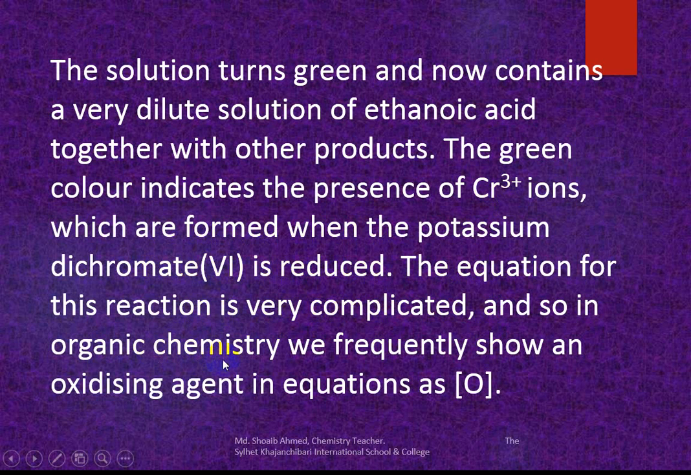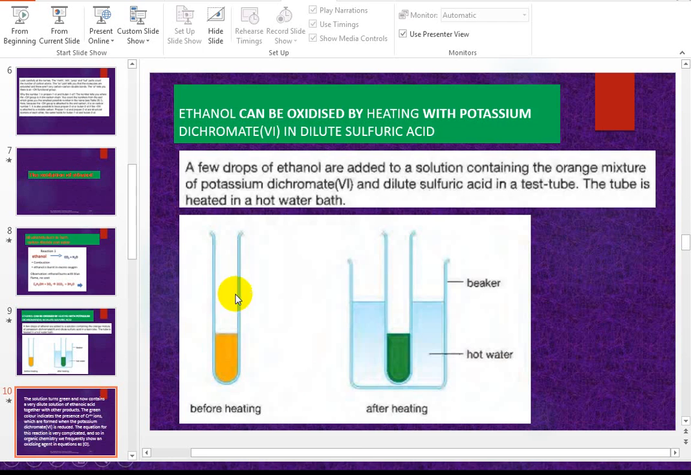In organic chemistry, we frequently show an oxidizing agent in the equation. This is the oxidizing agent, potassium dichromate. In organic chemistry, we write the oxidizing agent as oxygen in square brackets. Okay, it is potassium dichromate. I show this potassium dichromate here.